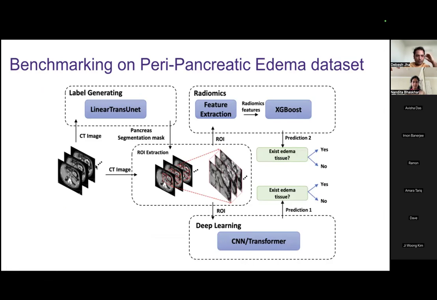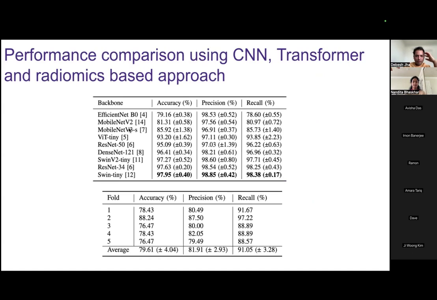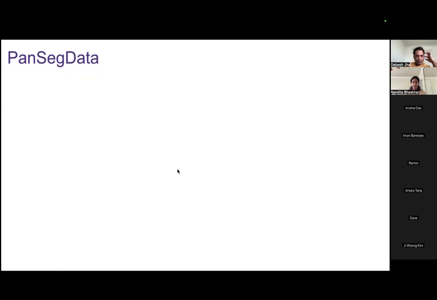Here, these are our CT images, and we generate the label using a linear TransUNet. Once we generate the label, we extract the ROI, and then we give it to, for example, radiomics-based methods. We extract radiomics-based features, and we also give this ROI to deep learning, where you have CNN and transformer-based approaches, and we try to predict whether there is edema or no edema. This is our result based on the radiomics-based approach and the deep learning-based approach. Swin Tiny achieved a high accuracy of 97.95. So this is some of the benchmark.